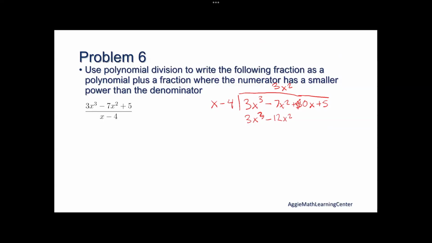Yes. Okay, awesome. So we're going to subtract this from above. So 3x cubed minus 3x cubed is just going to give us 0. And then this negative is going to come into here, and we'll add the 12 to the negative 7. And that is going to give us a positive 5. Yep, 5x squared. And then we'll pull down our terms out here.